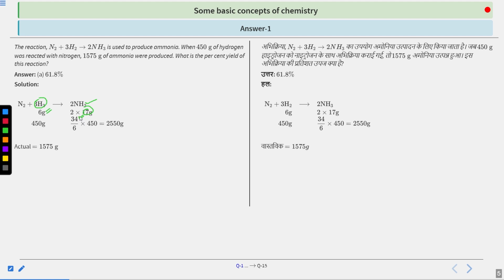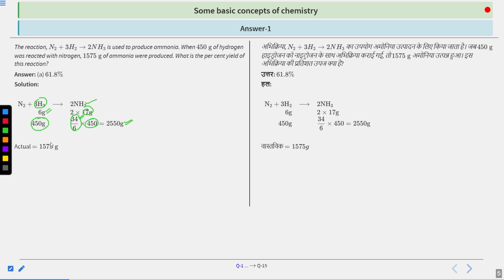Next, moving on to what 450 gram of hydrogen will produce. First we are calculating the theoretical yield. So 450 gram will produce how much? Very simple. According to this, 6 gram is producing 34. So 1 gram will produce 34 by 6, and 450 gram will produce 34 by 6 into 450. That will give you 2550 grams. So this much amount of ammonia should have been obtained. This is the theoretical yield.